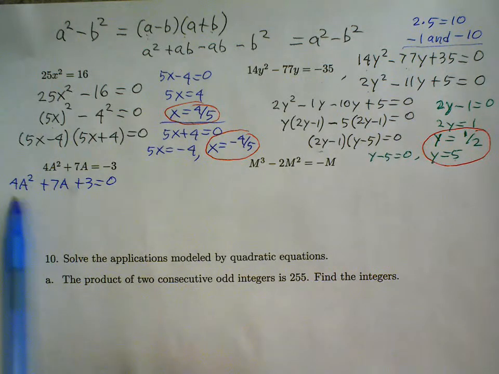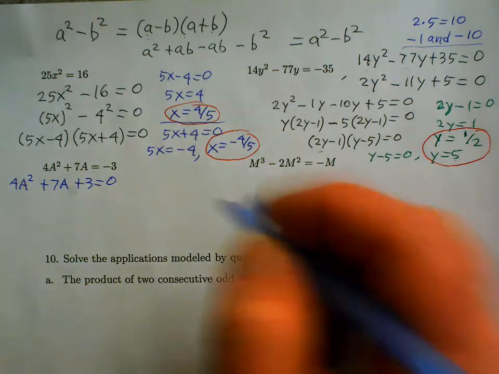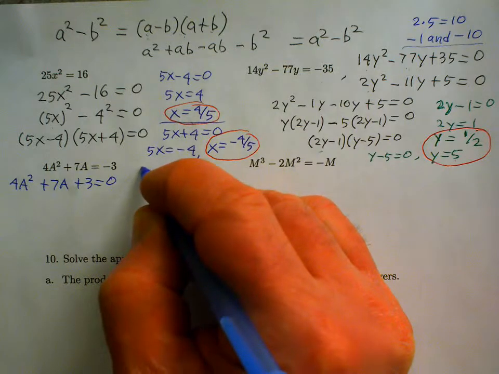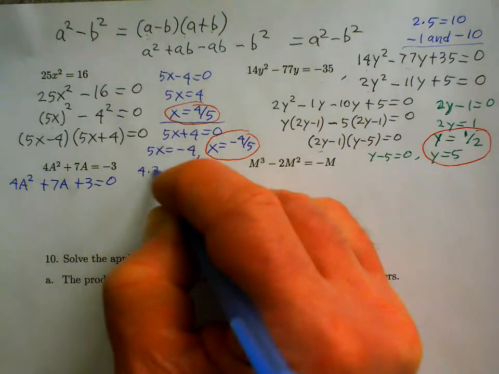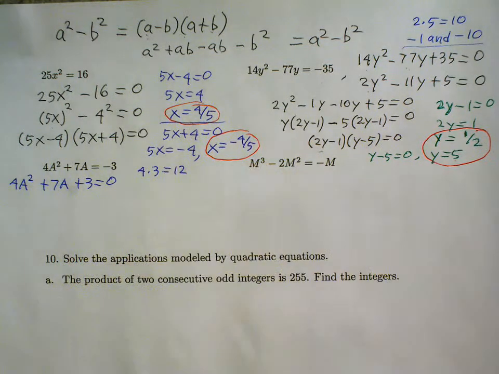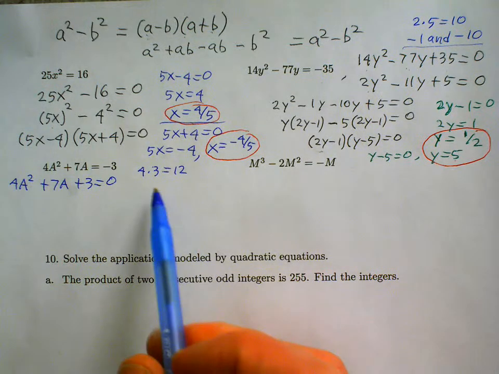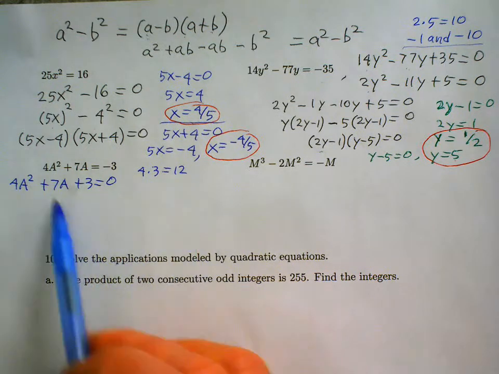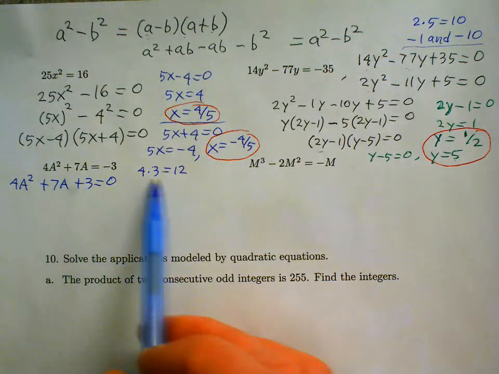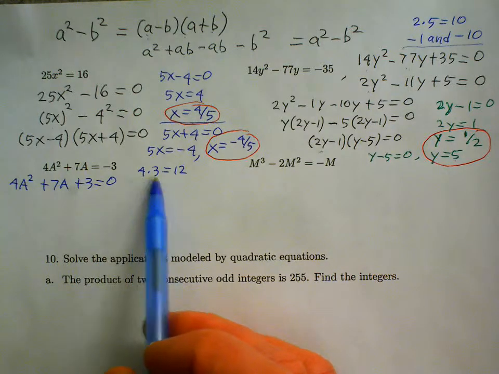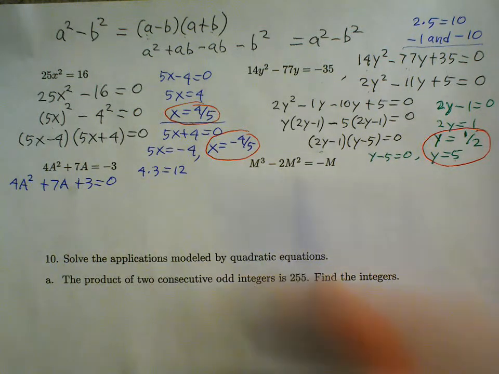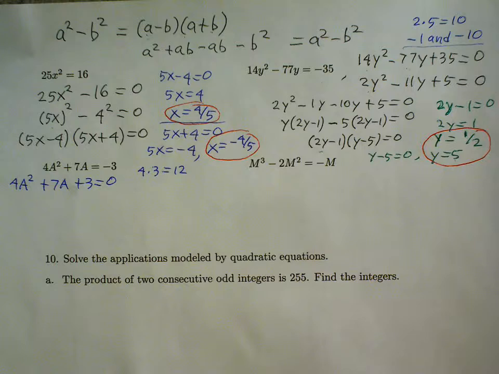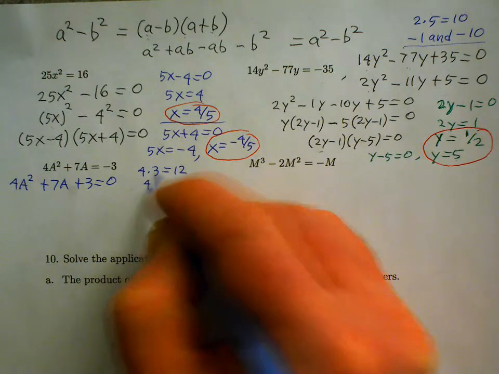The greatest common factor is 1, so we can use the AC method. So we multiply 4 times 3 to get 12. Two integers that have a product of 12 and a sum of 7. Well, we already have those integers, 4 and 3. So right off the bat, 4 and 3.